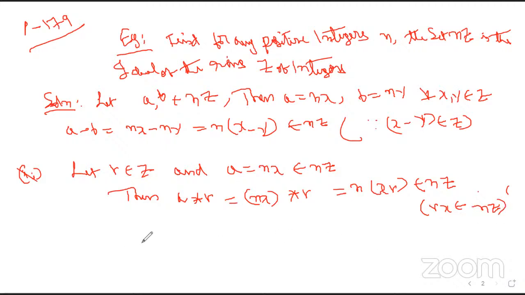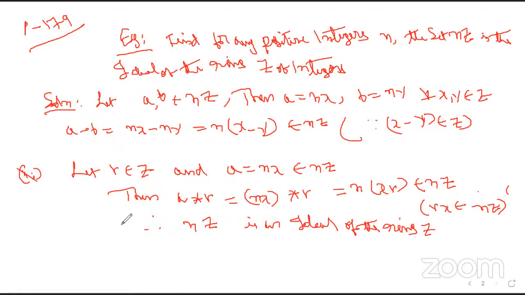Okay, so therefore NZ is an ideal of the ring Z.